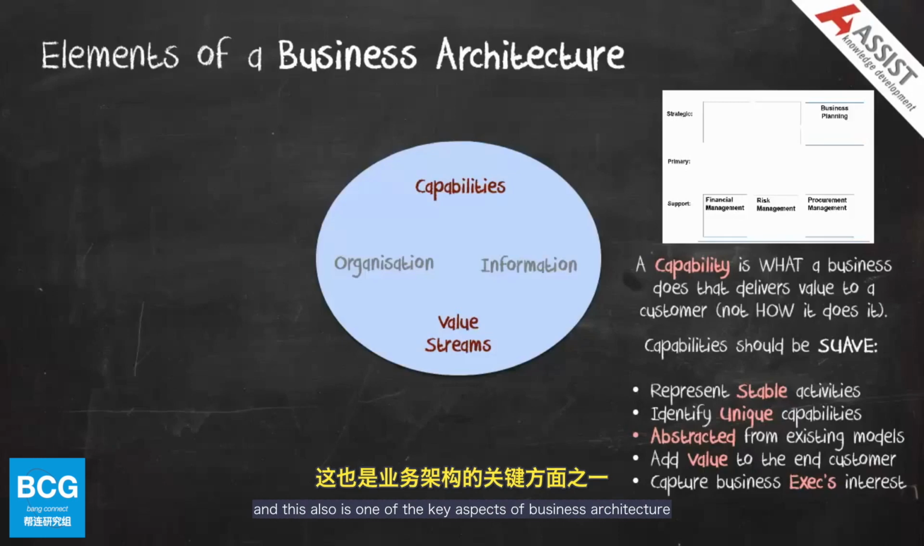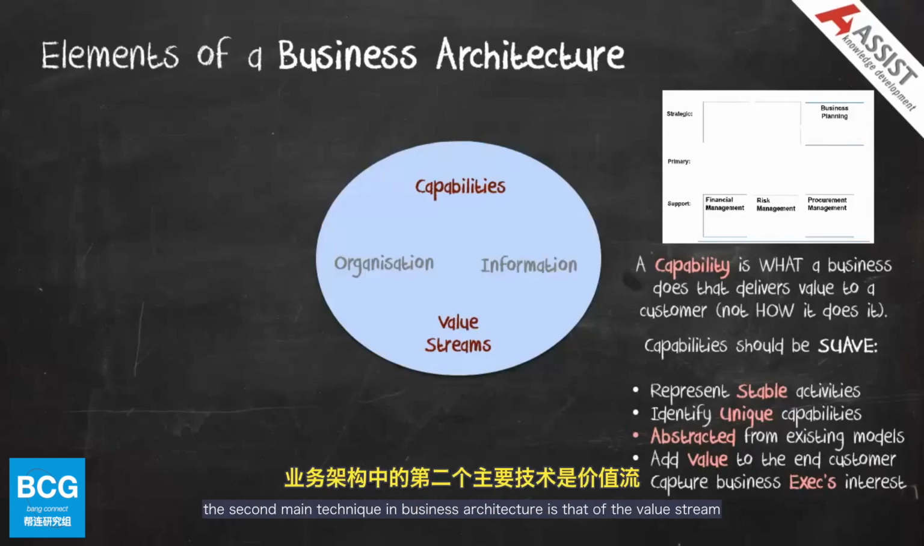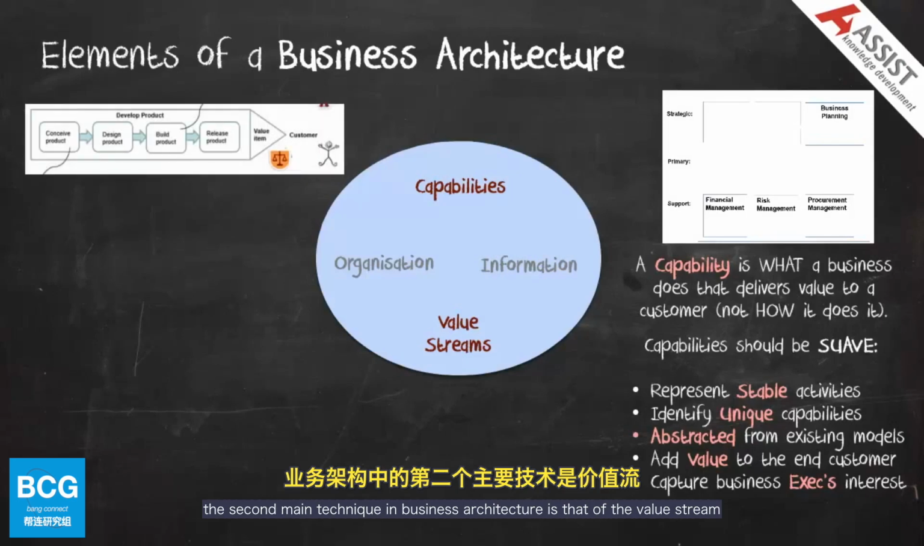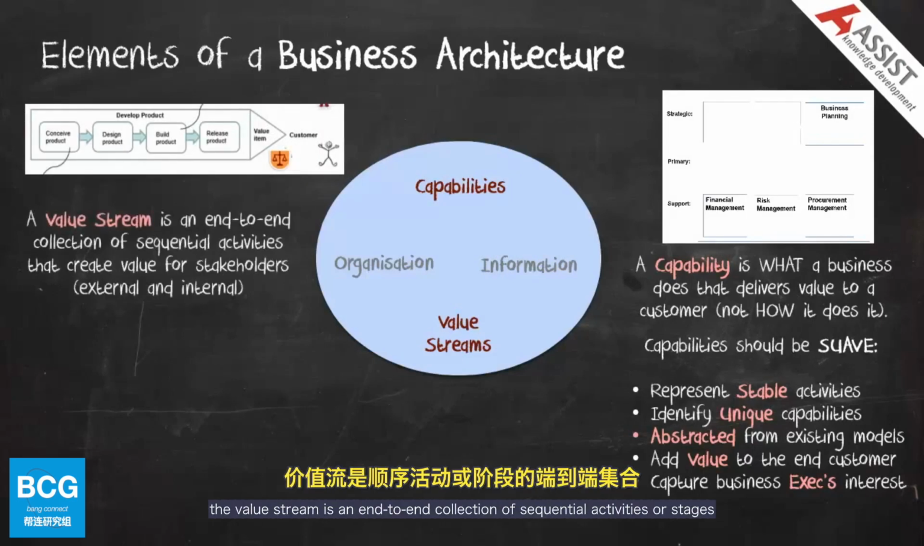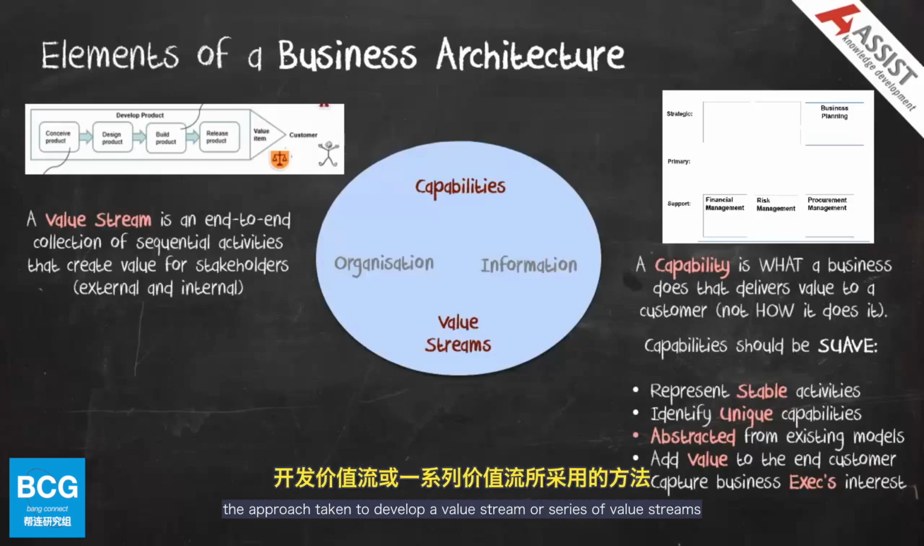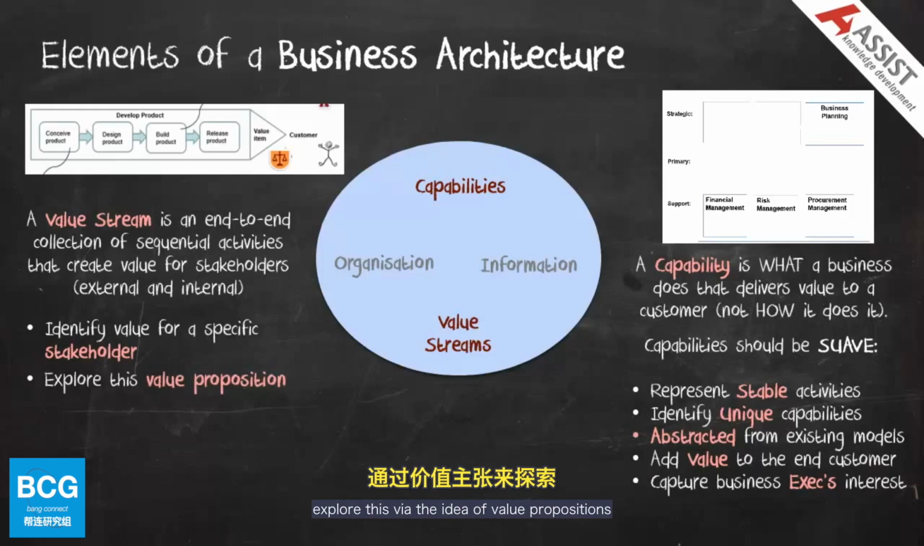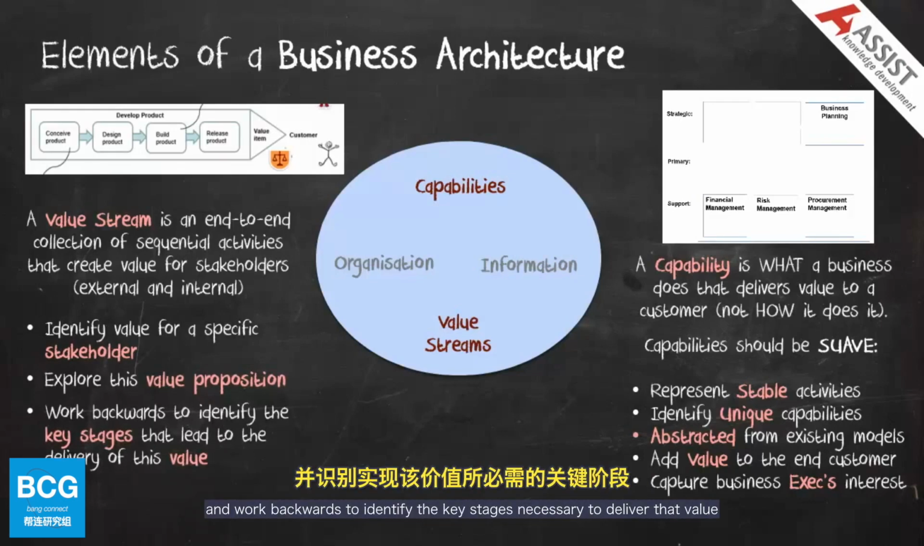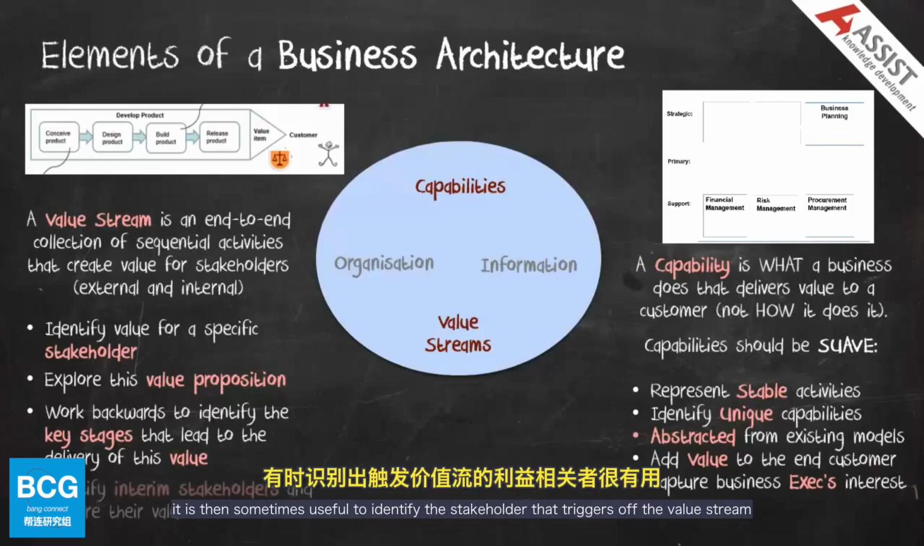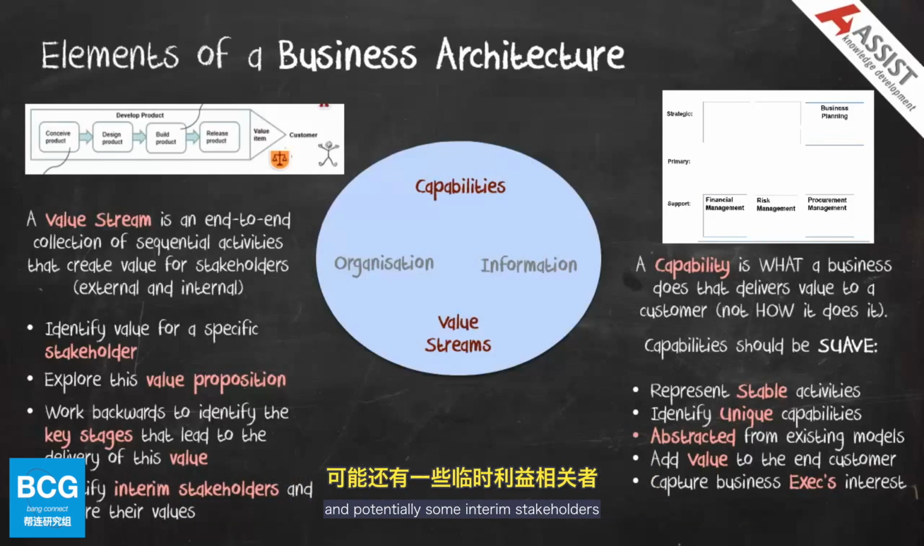The second main technique in business architecture is that of the value stream. The value stream is an end-to-end collection of sequential activities or stages that create value across a range of stakeholders, both external and internal. The approach taken to develop a value stream, or a series of value streams, is to identify the value for a specific stakeholder, explore this via the idea of value propositions, and work backwards to identify the key stages necessary to deliver that value. It is then sometimes useful to identify the stakeholder that triggers off the value stream, and potentially some interim stakeholders, and explore their values throughout the value stream.